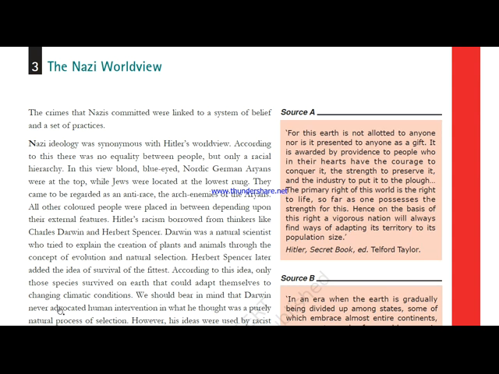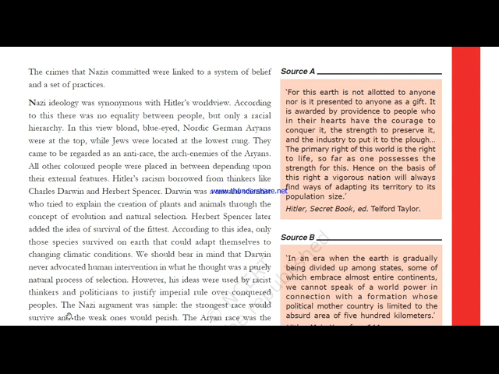So, from here you can get the fact that Hitler divided society according to the looks, according to external features of people. Second, Hitler's racism came from Charles Darwin and Herbert Spencer. These were natural scientists, or you can say philosophers, who tried to explain the creation of plants and animals through the concept of evolution and natural selection.